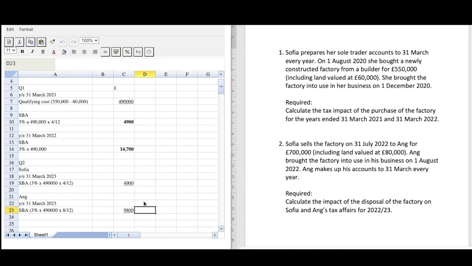Now there's another consequence to think about here as well. It's important to consider. And that's the fact that Sophia has sold this factory. And actually SBAs have an impact on the chargeable gain that you would work out on the disposal. So that's another element that you need to consider and put into your answer, potentially. So from Sophia's point of view, the proceeds for the disposal of the factory were £700,000.